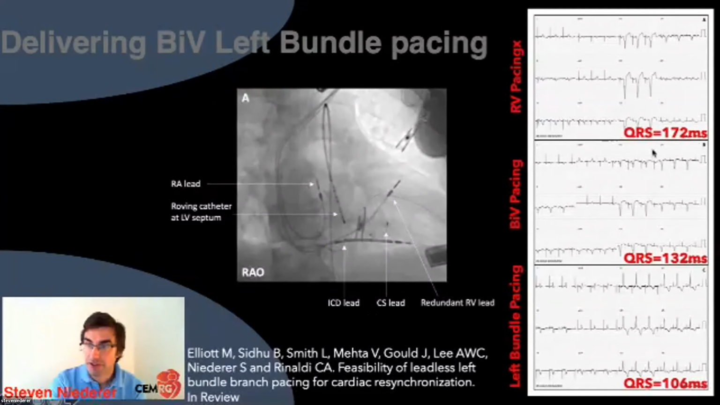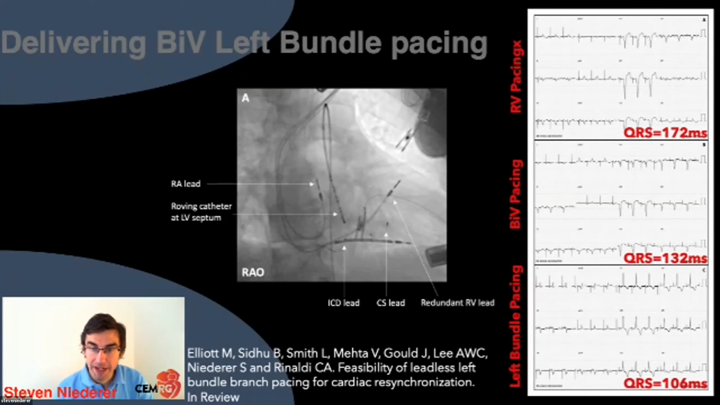Standard RV pacing is about 172 milliseconds. We have bi-V pacing, which is down to 132 milliseconds, and we have left bundle pacing, but in this left bundle pacing we also included a right ventricular pacing lead, and that brought us down to a QRS of 106 milliseconds. So we are seeing an improvement in the QRS duration when we are pacing from the left bundle, which is in excess of what we would see with biventricular pacing.